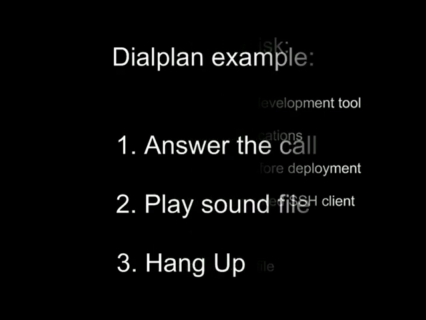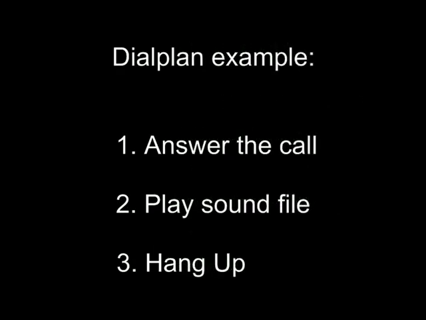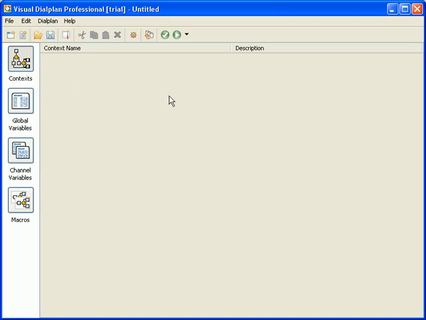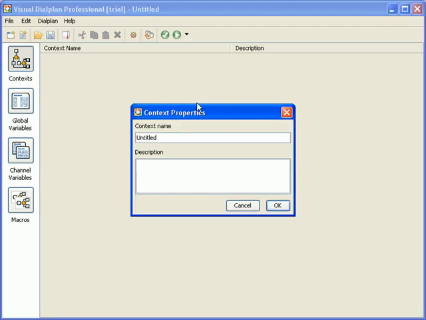We'll start with a very simple example. We are going to instruct Asterisk to answer a call, play a sound file, and then hang up. First, we will start Visual Dialplan and create a new context named inbound. Contexts are named groups of extensions, which serve several purposes, and keep different parts of the Dialplan from interacting with one another. The purpose of this context will be to serve all incoming calls.